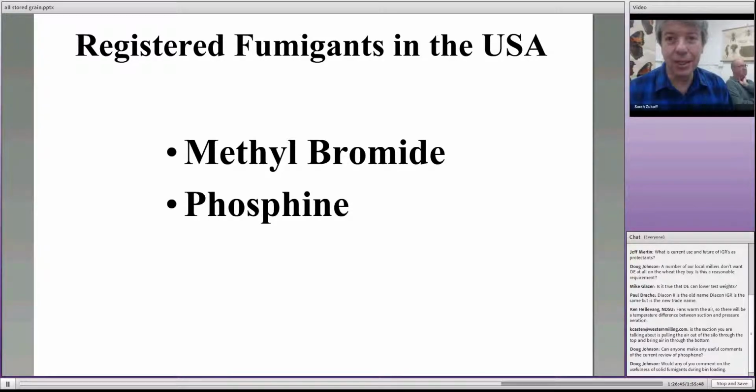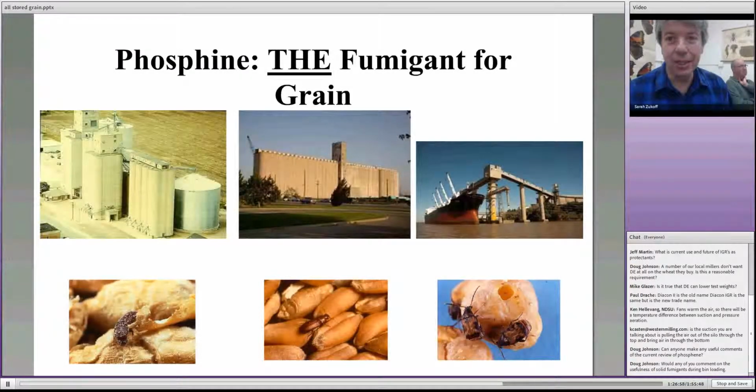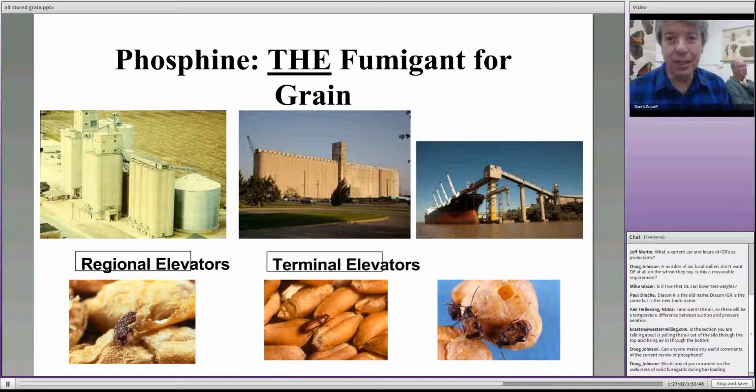Phosphine is what we're talking about today mostly, but a little bit on sulfuryl fluoride, which is the product called ProFume, and that is registered for grain, and it is an alternative for lots of reasons to use on grain. But by far, in the grain business in the United States, we have phosphine as the main fumigant, whether it be in elevators, terminal elevators, or transport in ships.